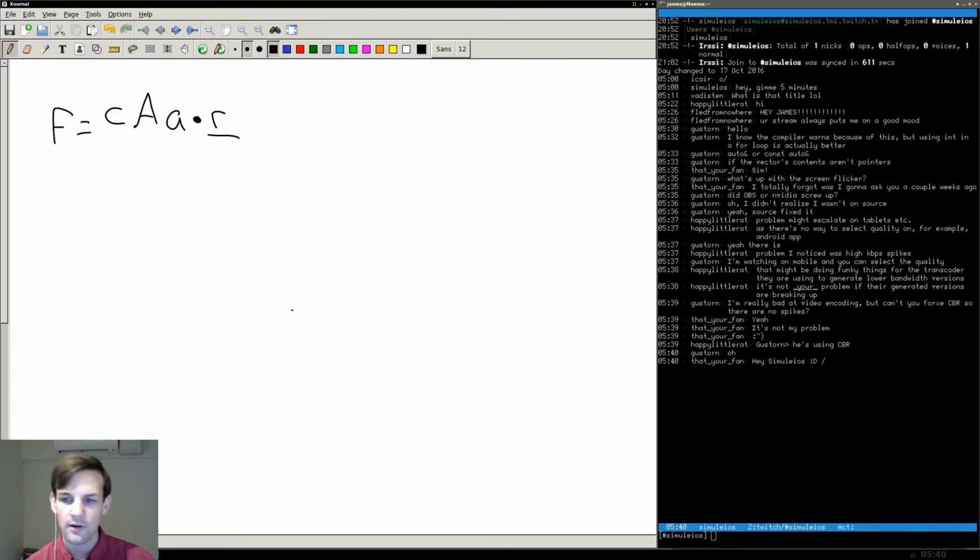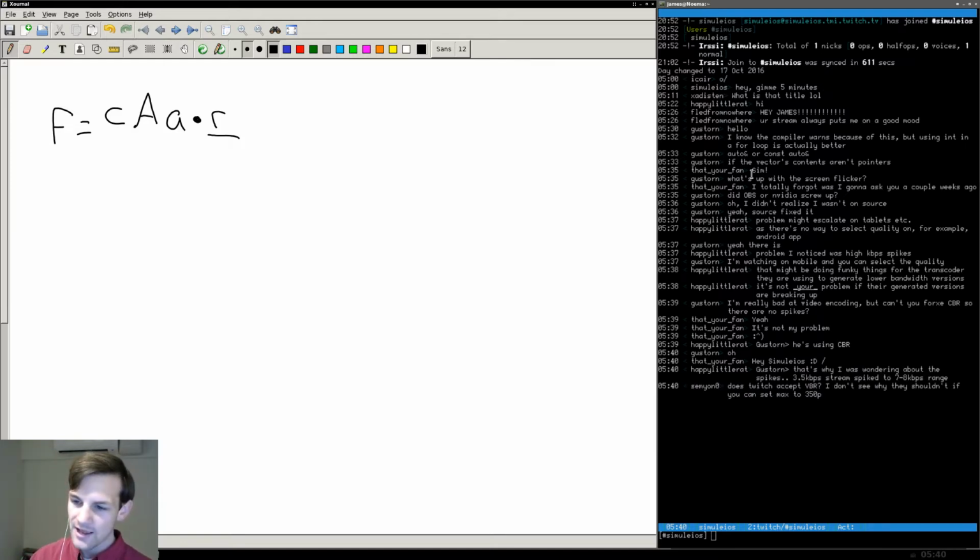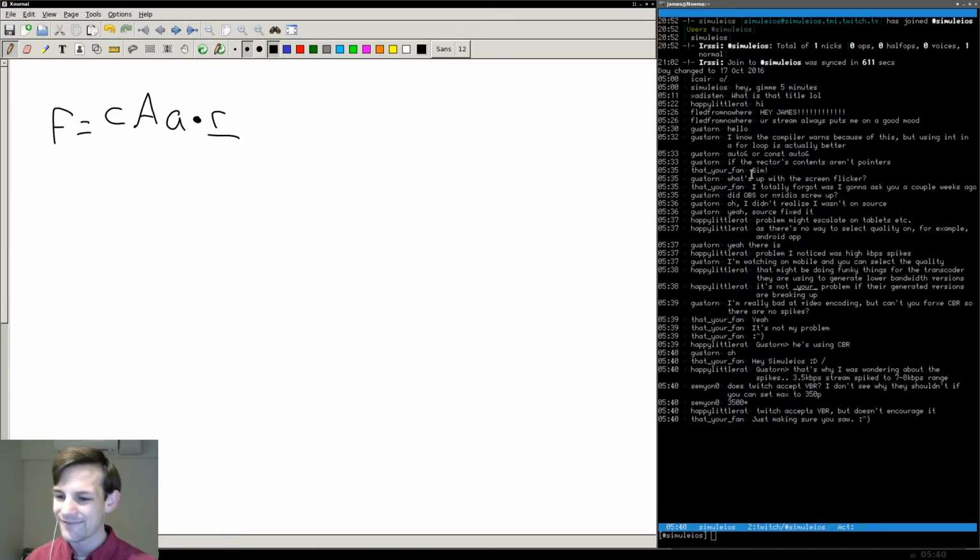And again, the reason we want r in the numerator and not denominator, hey, that's your fan. You were here earlier though, right? Here you are, right here. So the reason I want it in the numerator and not the denominator is because it works a little bit differently. To switch except VBR, I don't see why they shouldn't if they set the max to 3,500. They do have variable bitrate, and I could try variable bitrate. I did though, and it seemed to not change anything. But again, I could try variable bitrate again. Just make sure you saw. Oh yeah, I definitely saw. Sorry if I didn't say hey last time.